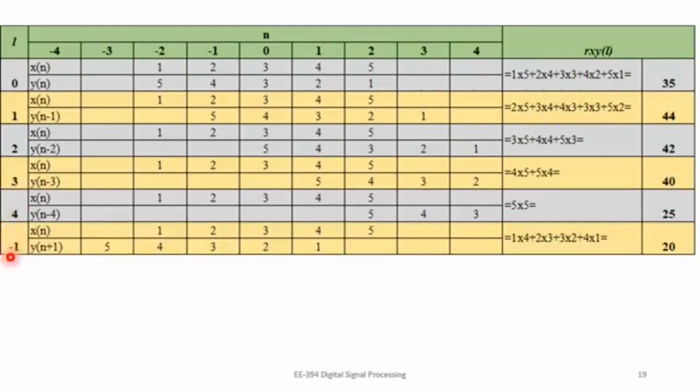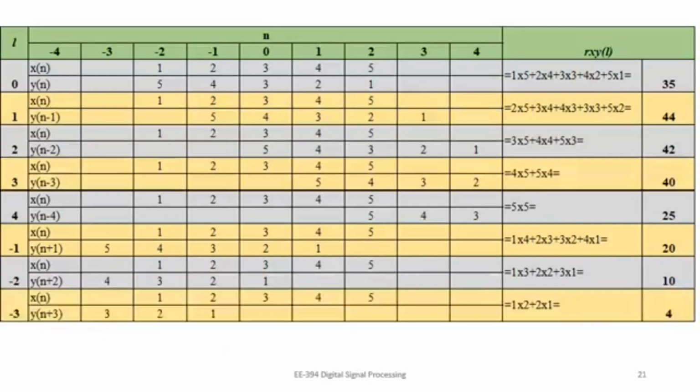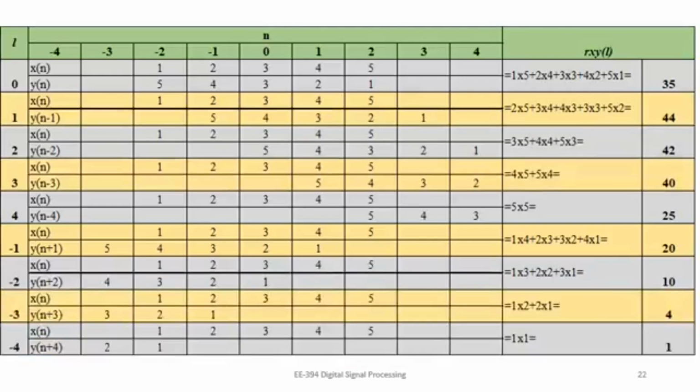So on the negative side, when we have L equals -1, signal y[n] gets advanced, and the correlation is between 1 4, 2 3, 3 2 and 4 1. The result is 20. Then we again move to L equals -2, and the correlation is between 1 into 3, 2 into 2 plus 3 into 1, and that's how we get 10. And for L equals -3, we get 4, and for L equals -4, we get 1 into 1, that's 1, and that's it.